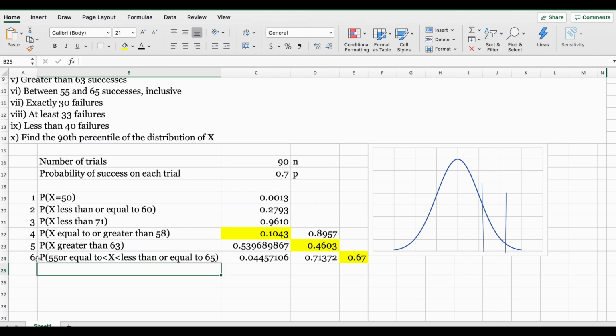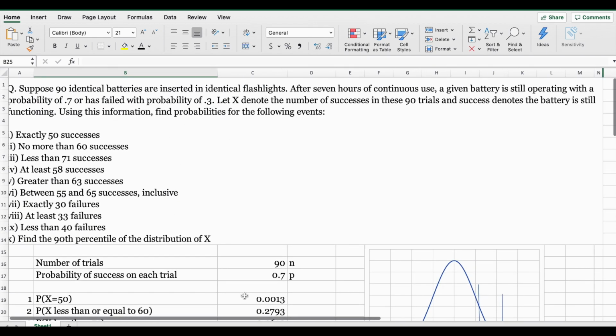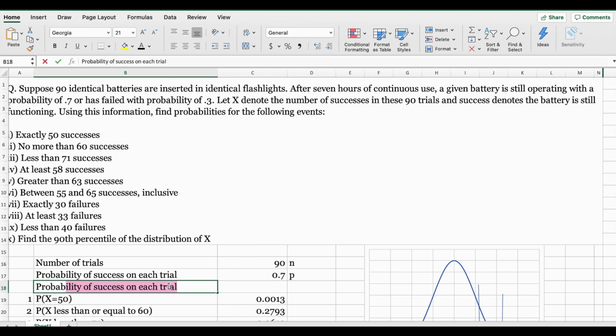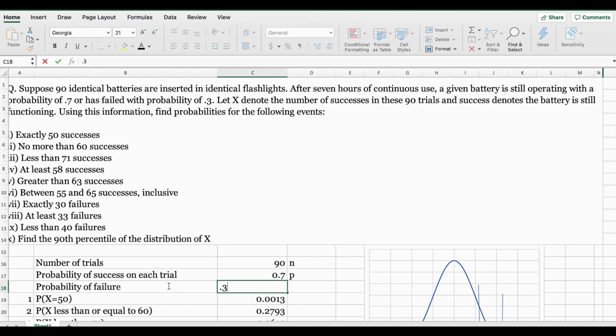So until question number 6, we were doing the probability of success. So we included 0.7 as part of our formula. But now we're looking at the probability of failure. So the formula for probability of failure is 1 minus probability of success. Or here it's already given, so it's going to be 0.3. So this is your p, or 1 minus p.